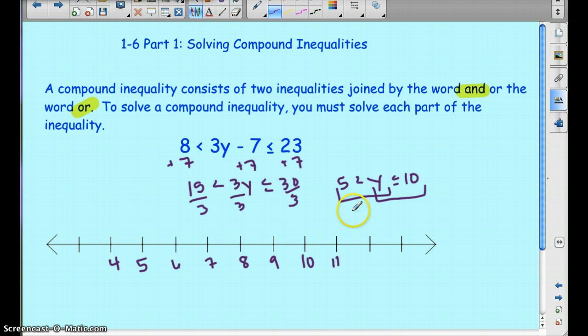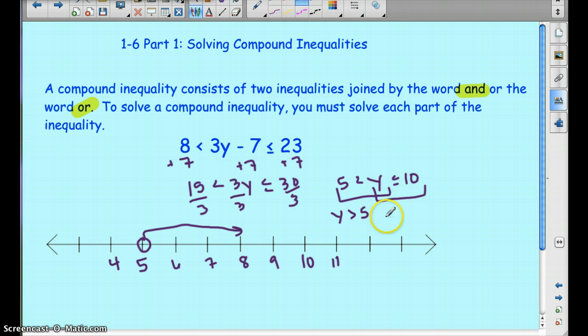So first I have 5 is less than y, which I can also write as y is greater than 5. See how my alligator is still eating the y no matter how I write it. And we have an open circle, and it's going to go to the right because y is greater than 5, or 5 is less than y. Either way we write it.